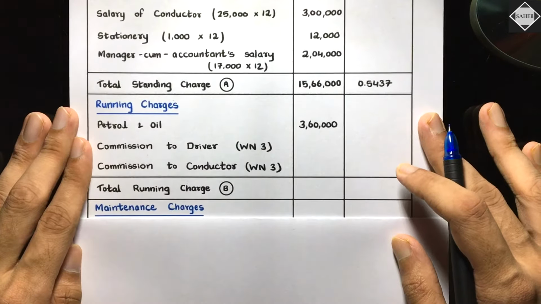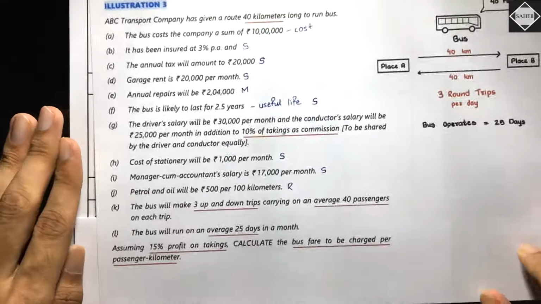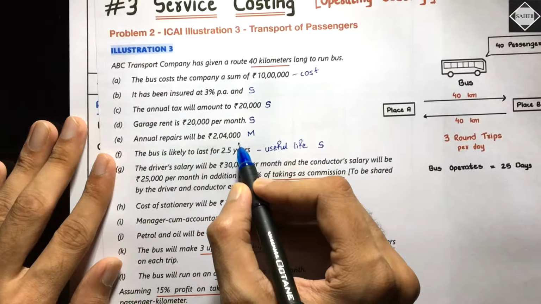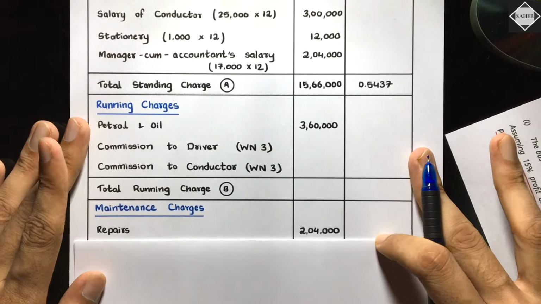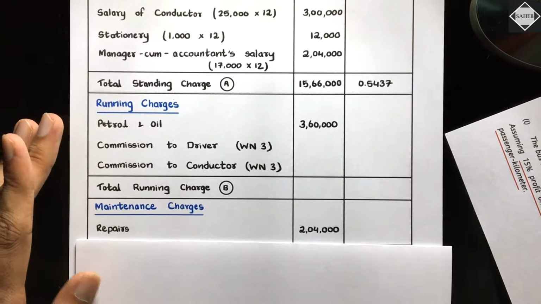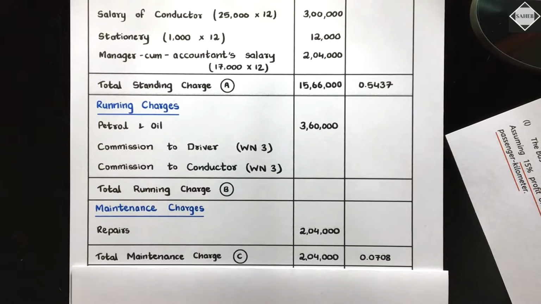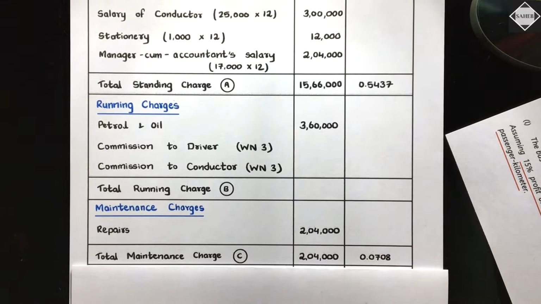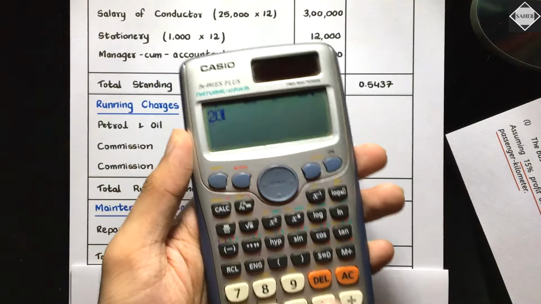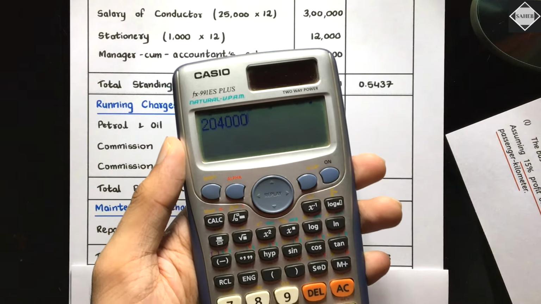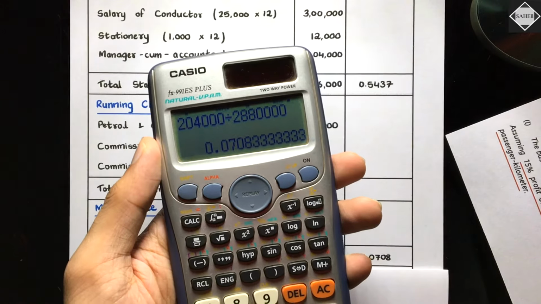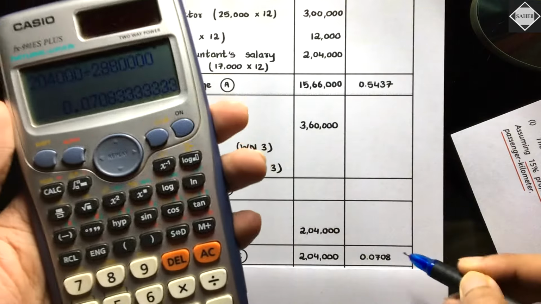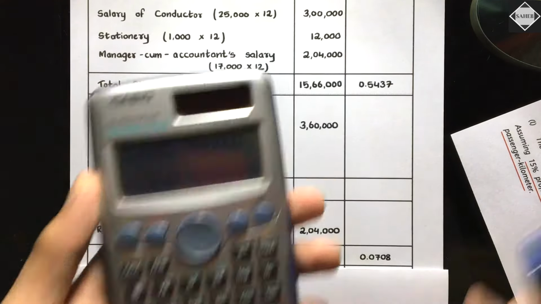If we go to maintenance charges, then what kind of maintenance charges do we have over here? Annual repairs will be 2,04,000. That's the maintenance charge, right? Semi-variable cost. So see, repairs I'm taking 2,04,000. Is this clear? Simple and straightforward. Total maintenance charge, easy, right? 2,04,000, and then divided by total passenger kilometer, 28,80,000. Then we get maintenance charge per passenger kilometer, 0.0708. 4 decimals I'm taking over here.